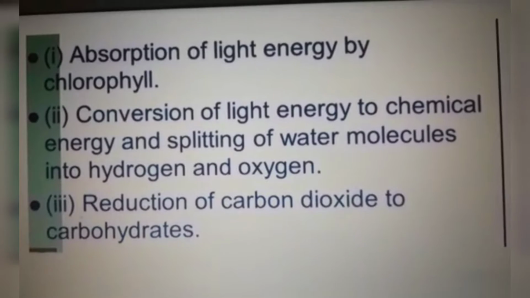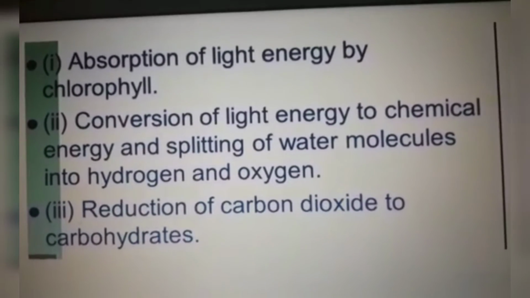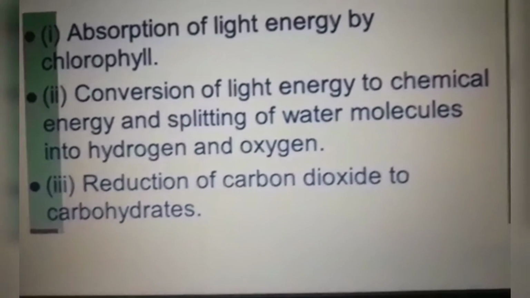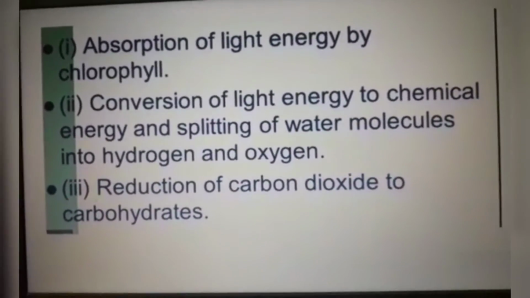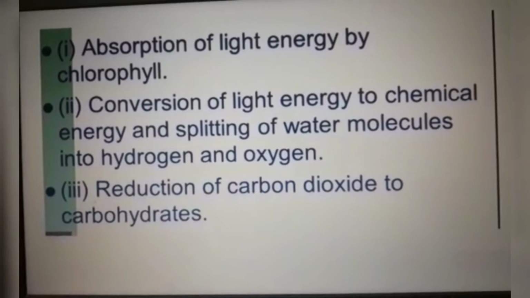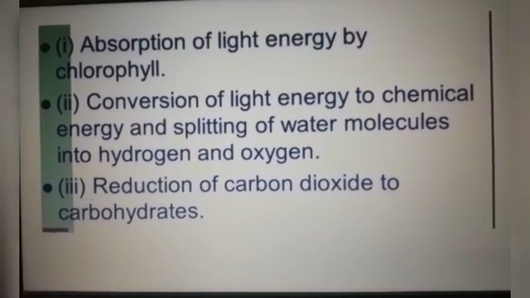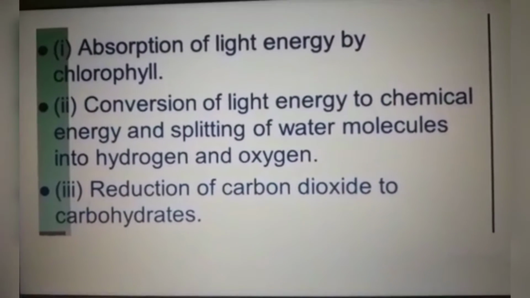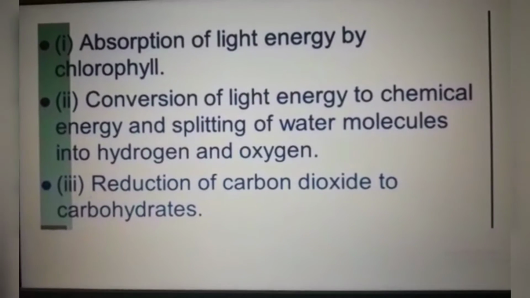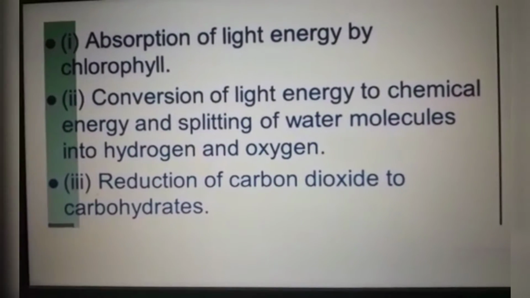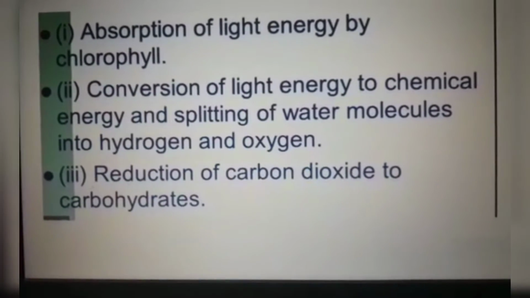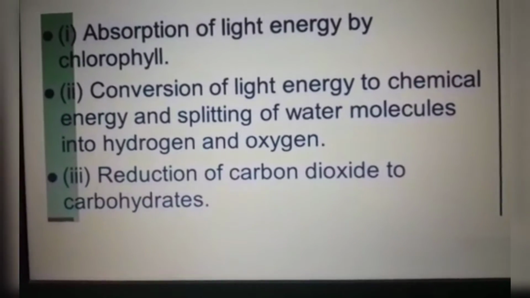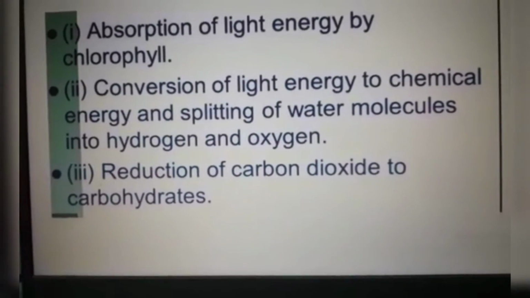Second one, conversion of light energy into chemical energy. Splitting of the water molecule into hydrogen and oxygen. We already know that during photosynthesis there are 2 raw materials: one is carbon dioxide, another one is water. Here the water molecule is broken down. In the second step, with the presence of sunlight, the water molecule is splitting or breaking down. That means the process is known as the hydrolysis process. As you already learned, hydro means water, lysis means breakdown. The water is broken down into hydrogen and oxygen.